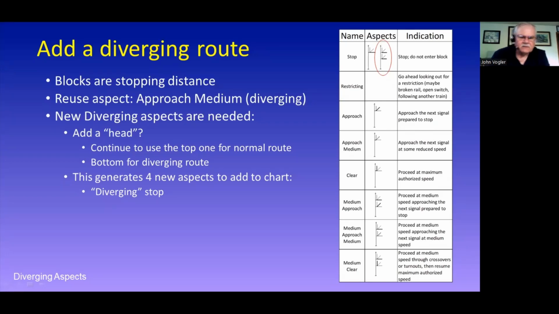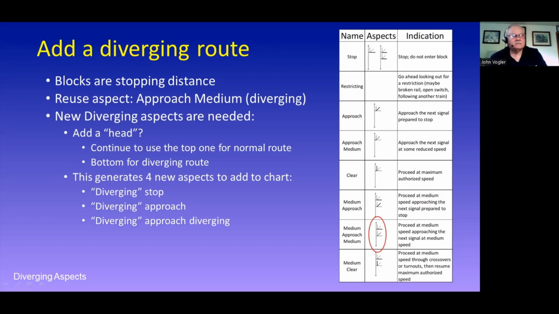So we've now got 4 new aspects. We've got the so-called diverging stop. I made that up, by the way. It just simply means the same thing as a stop. Both heads are showing red or horizontal. That just means there's no route available. We have a diverging approach. The main route is not available, so it stays at stop, but the diverging route is now showing the approach the next signal prepared to stop. And I'll show you this in a track diagram in a minute.